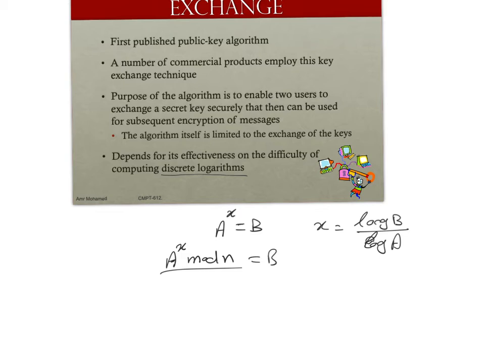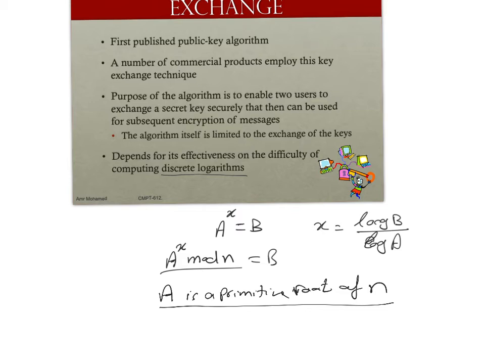Imagine, because that's another condition on which Diffie-Hellman is based, if a is a primitive root of n. What does that mean? This means that if a is a primitive root of n, for each exponent of a, you will get a different value of b.